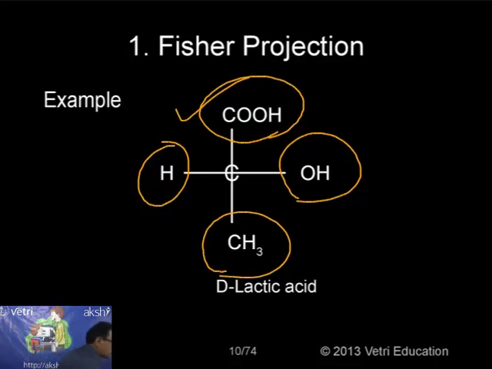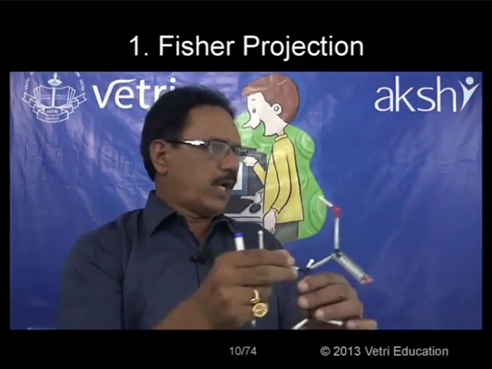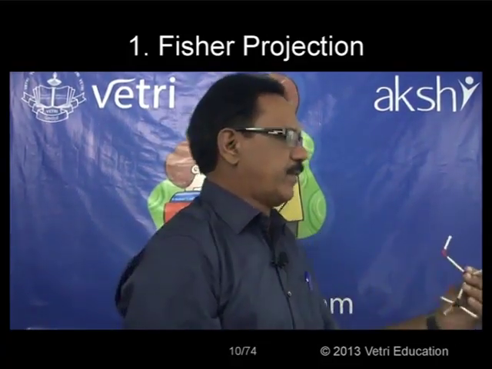Why am I using D? Because in any optically active lactic compound, we have to consider the lowermost asymmetric carbon atom. If any electronegative atom or group is on the right hand side of the lowermost asymmetric carbon, we use capital D configuration. If the OH is on the left side, we use capital L. In this case, the configuration is D-lactic acid. This is the most important information. So what you are now seeing is D-lactic acid.